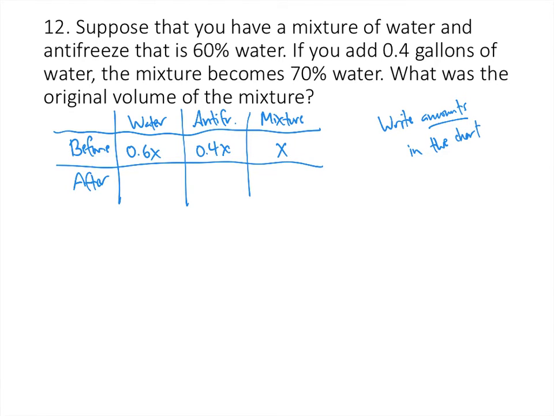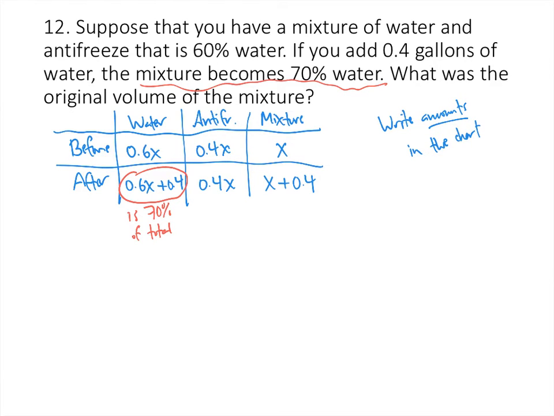volume was antifreeze. I didn't add any antifreeze, so the volume of antifreeze after is the same as the volume before. But I added 0.4 gallons of water, so that means that I added 0.4 to my volume of water. And since I added 0.4 to the mixture itself, the volume of the whole mixture is also x plus 0.4. Now there's a couple different ways that I could proceed here, but I know that the mixture is 70% water. So this water amount, this is 70% of the total.